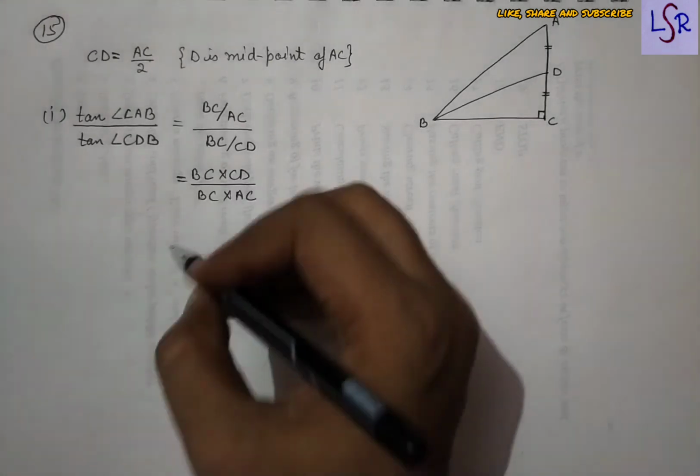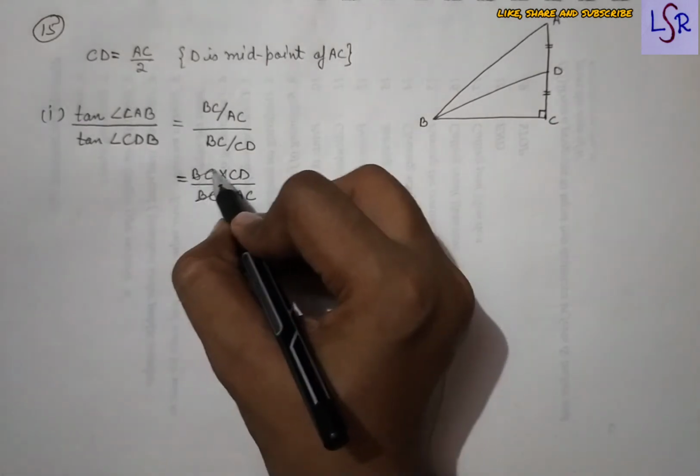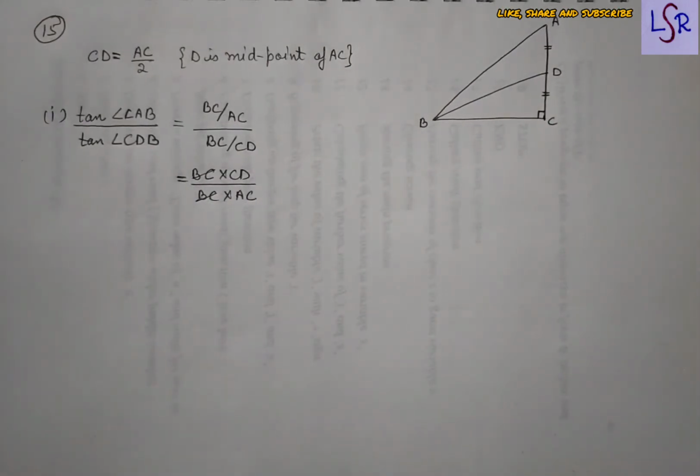So the tan CAB can be written as BC upon AC and BC upon CD, and on rearranging we get BC into CD upon BC into AC. Here we can cancel this BC by BC and we'll be left with CD and AC. Now this CD can be replaced by AC by 2 as we have got over here, and then rearranged as this one.